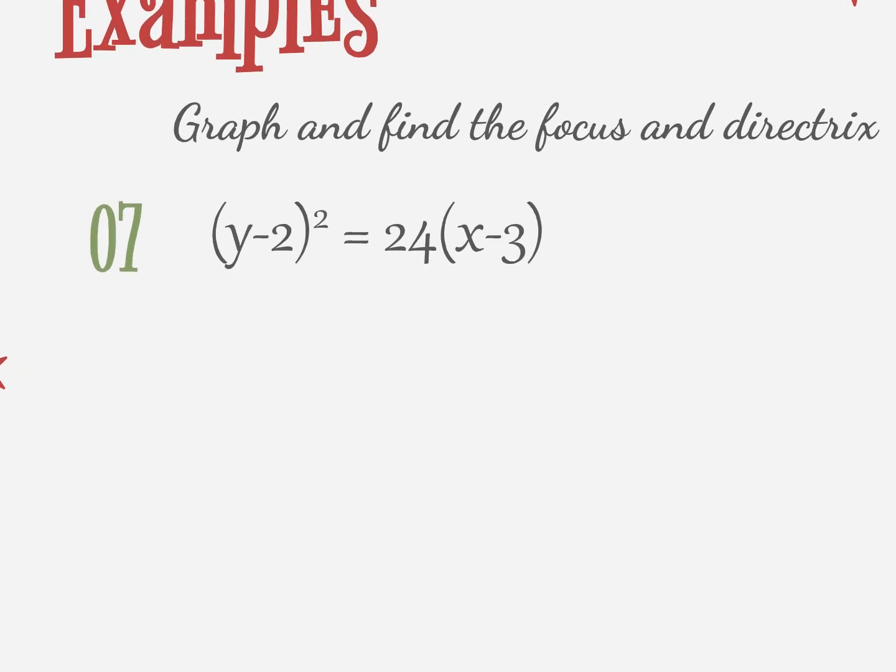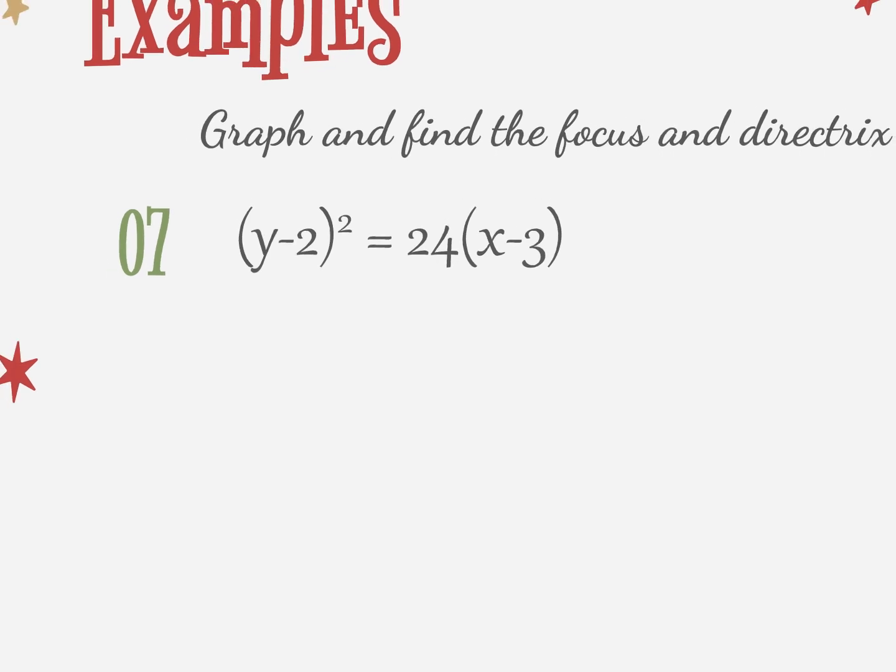What am I looking at here? A y squared. I see that my y value is squared. So which formula am I using? Y minus k squared equals 4 times what? X minus h. Okay, great.